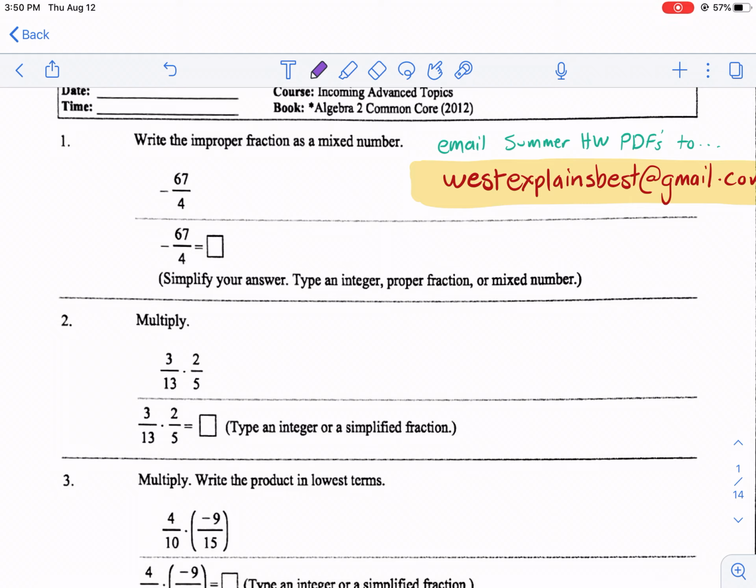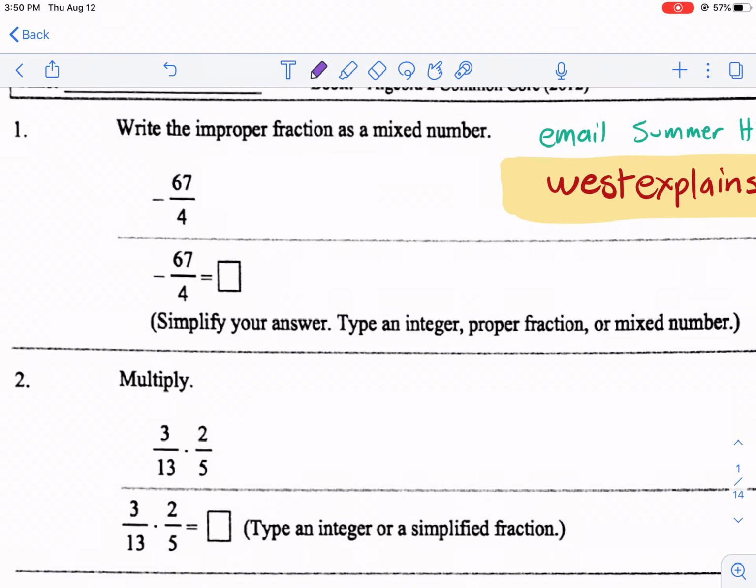Number one, write the improper fraction as a mixed number. So improper fraction, okay, when the numerator is bigger than the denominator, we're going to see how many times 4 goes into 67. I know that 4 times 15 is 60, so 4 times 16 would be 64. So I know it's going to go in 16 complete times.